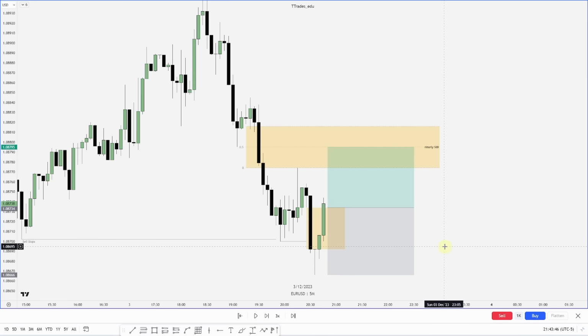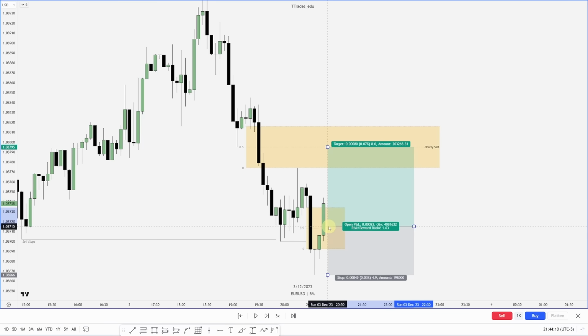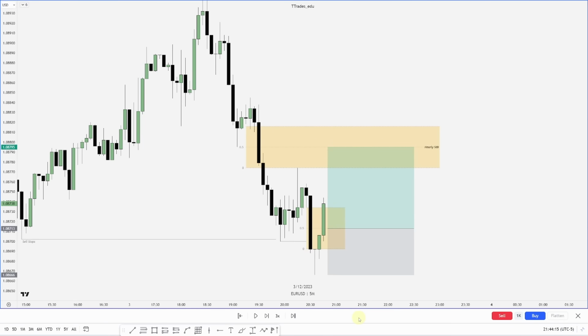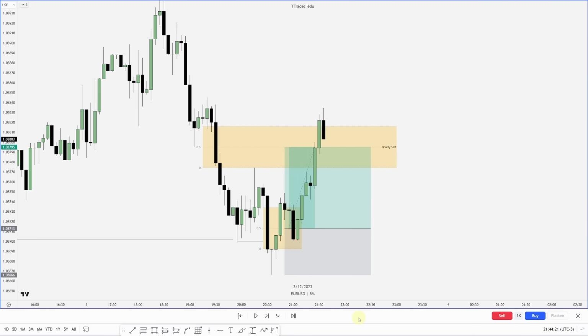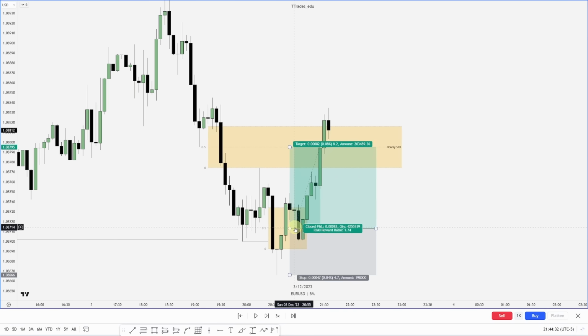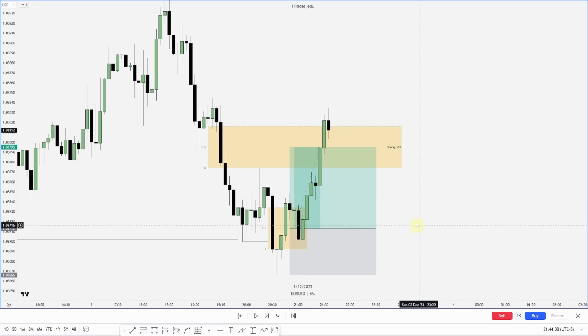So how can I adjust my entry? Well, what I can do is mark out the consequent encroachment of this SIBI here, and by marking that out, I can look to take an entry at the consequent encroachment of that old SIBI, or the inversion. Let's see how this plays out. So you can see we hit our entry, get displacement out, price respects a fair value gap, and continues into that hourly SIBI. So let's go ahead and look back out at the hourly chart to see what this looks like.